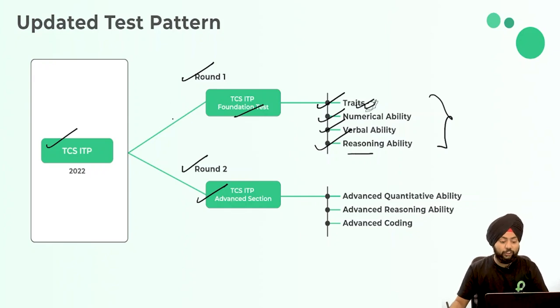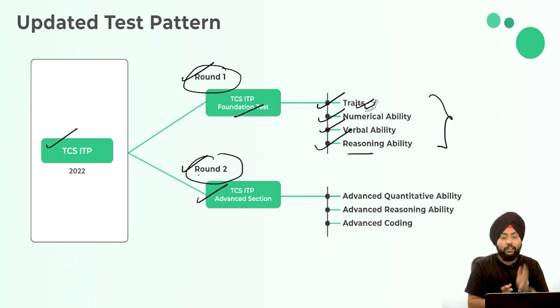So in general, I can say the main highlight of this slide is that TCS ITP is divided into two rounds: round one, the TCS ITP foundation test, and round two, the TCS ITP advanced section. Okay, let's move ahead now.